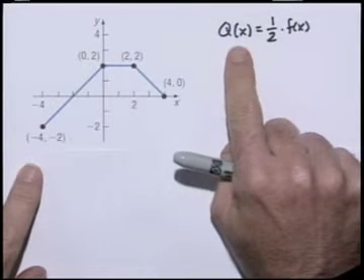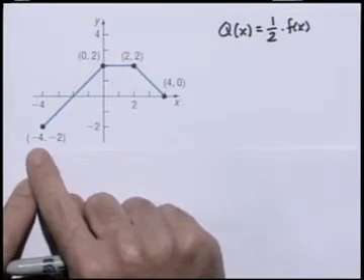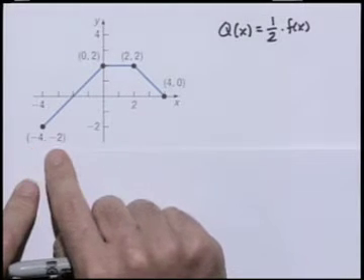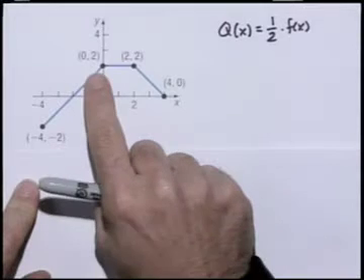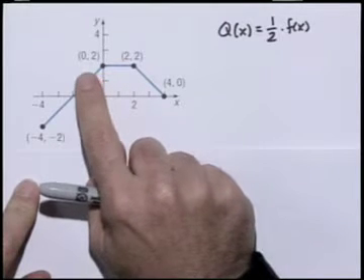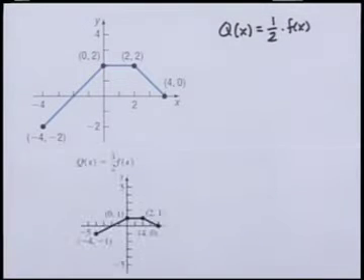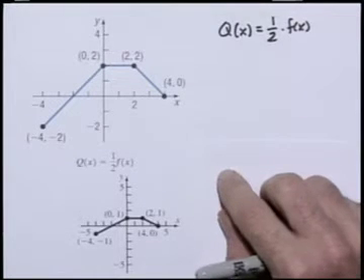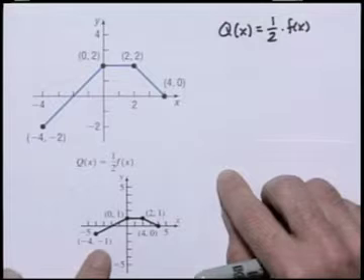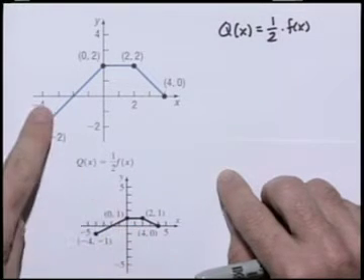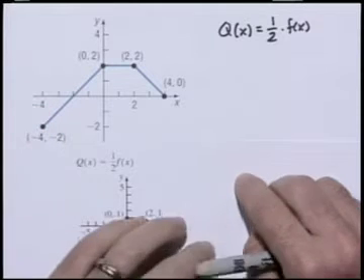So to obtain the graph of q, no longer is -4 comma -2 on the graph, rather it's -4 comma -1. Instead of 0, 2 being on the graph, it's going to be 0, 1. Continuing in this fashion, we obtain the graph of q of x. Notice that all the y coordinates are exactly 1/2 the values that they are in the function y equals f of x.